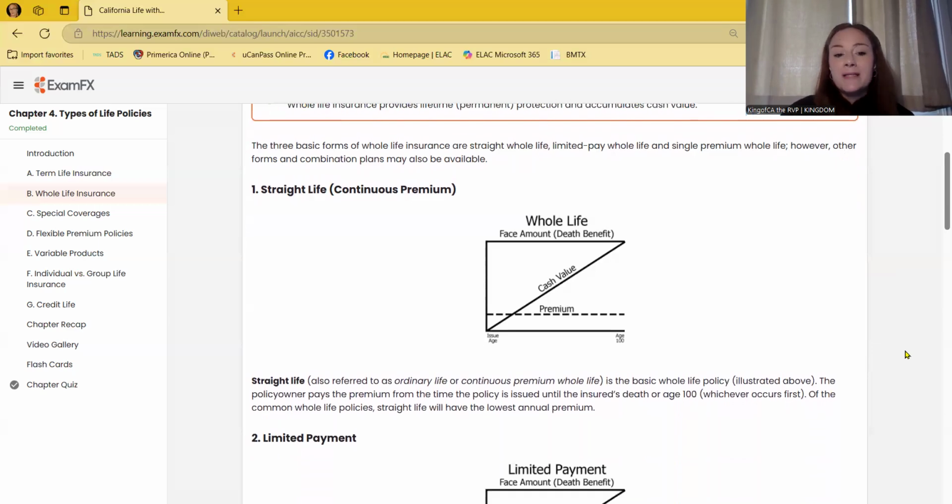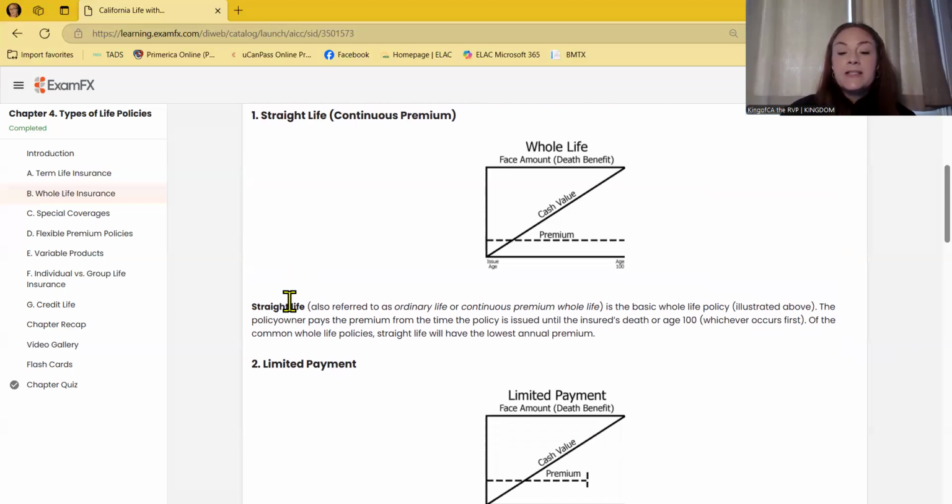There are 3 basic forms of whole life. There is straight life, limited pay whole life, and single premium whole life. However, to be honest, really the only one you're gonna see in real life is straight life. Okay, it's just straight whole life. Okay.